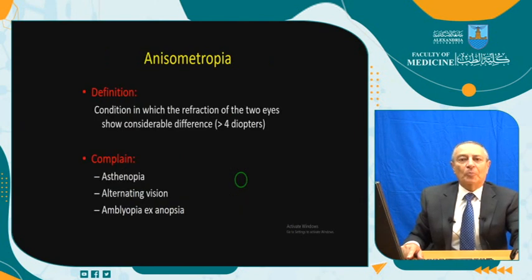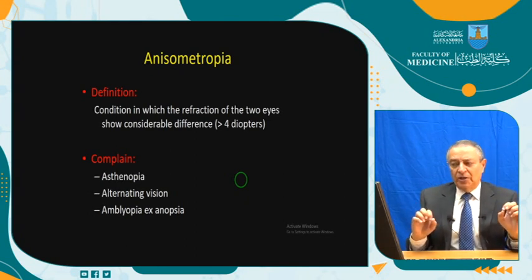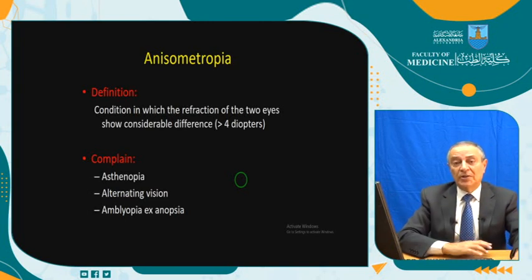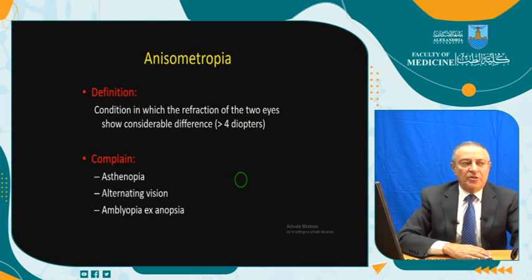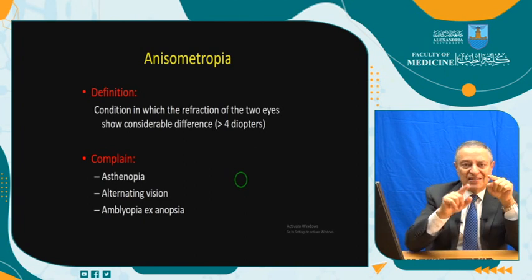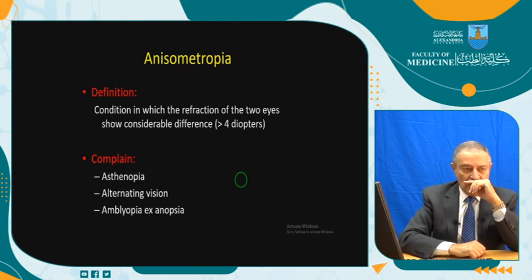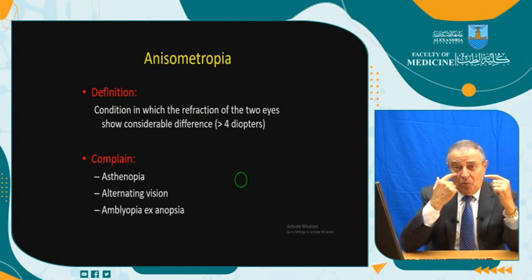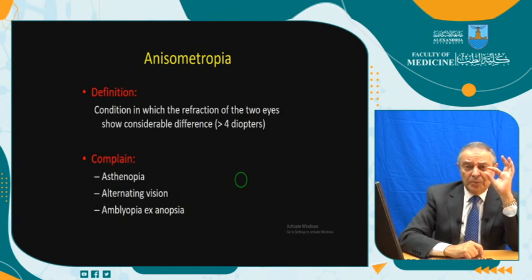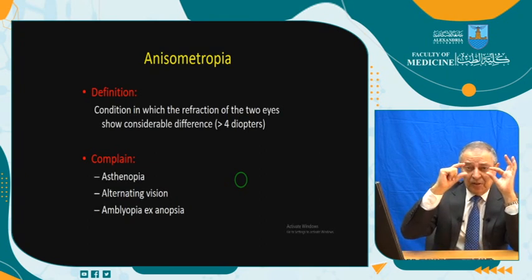What is anisometropia? Anisometropia is the condition of refraction of the eye in which there is considerable difference between both eyes, usually more than 4 diopters. Right. What is the issue? The issue is that we have seen that the minus lenses induce minification. The plus lenses cause magnification. If you have a difference of more diopters between the right eye and the left eye, the size of the image in one eye will be different from the size of the image in the other eye.